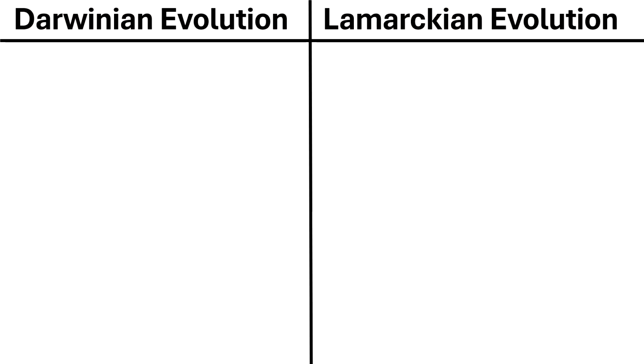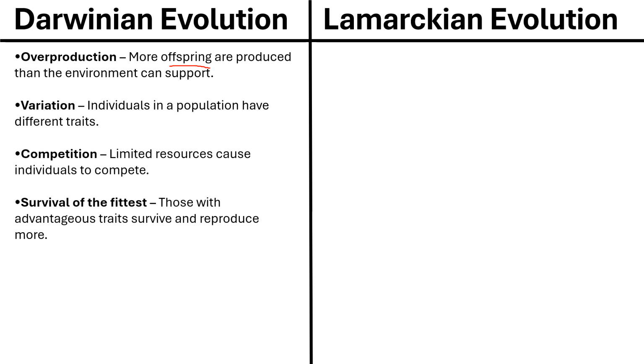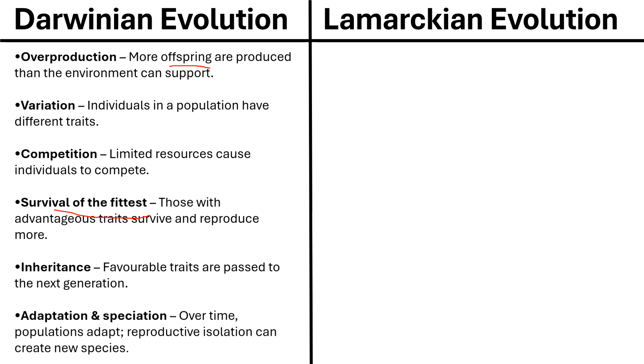So starting with Darwinian evolution, we have many different points. We haven't looked at overproduction, so essentially it's when there's too many offspring for the environment to support, leading to competition and survival of the fittest, which very much links with natural selection. Then we have the inheritance of the favorable traits and the adaptation and speciation. So this involves reproductive isolation. Don't worry about these two keywords. We're going to look at them later in the video.